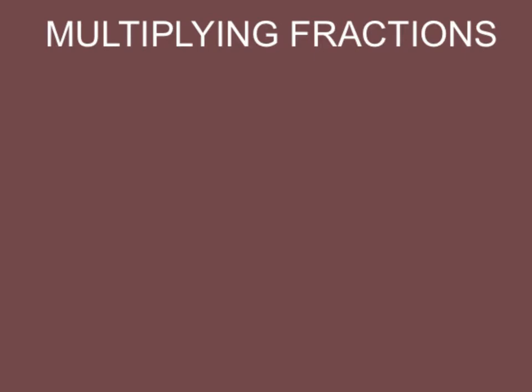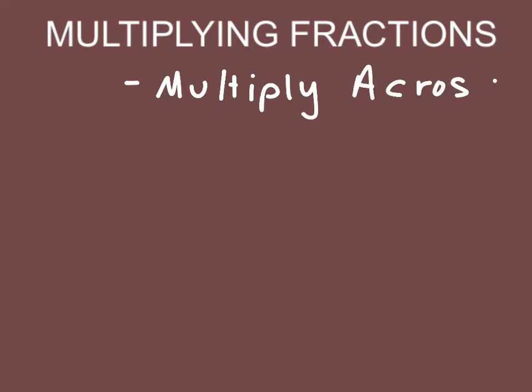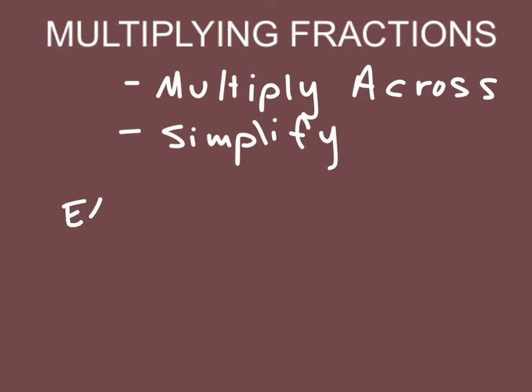Now, multiplying fractions simply means that we're going to multiply across. Okay, and then the second thing we want to do is simplify. All right, and in this video, I'm going to show you ways where you can simplify first and then multiply across. So we're going to do both ways, but that's the idea. And so when we have fractions, I'm just going to jump into an example. I'm just going to make something up.